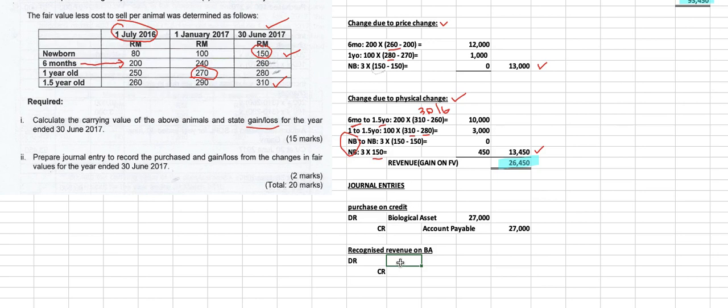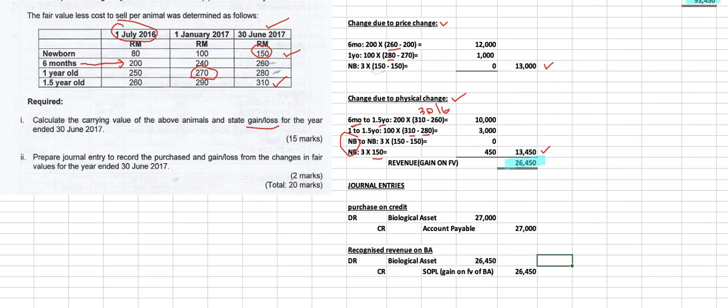So in this case, you will debit biological asset. And then you will credit your income SOPL, that is gain on fair value of biological asset. So you will take this amount to 6450. Okay, that's settled on the journal entry.